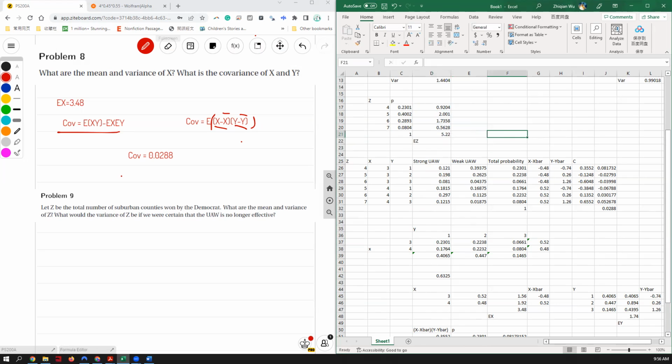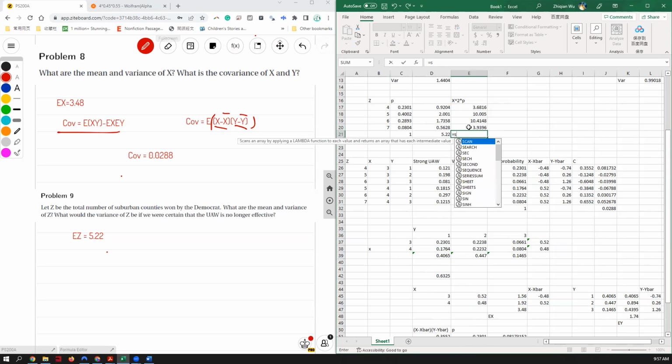Right. So the total seats the Democrats will get is expected to be 5.22. Okay, so EZ equals 5.22. Now, what is the variance? We need to get EX squared. So let's get the X squared times P here, which will equal this block squared times this block. Copy formula down. Oops, missed one. And then sum it up.